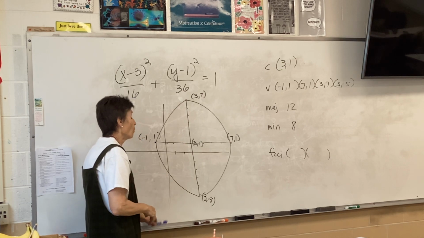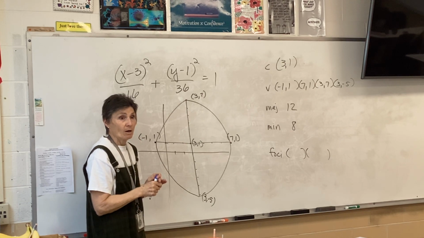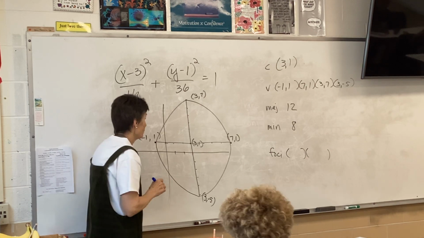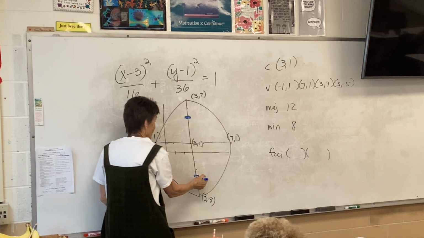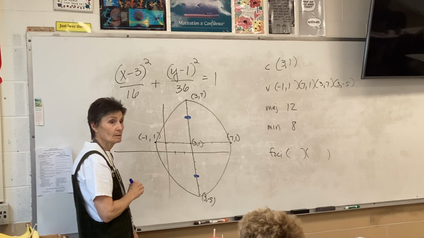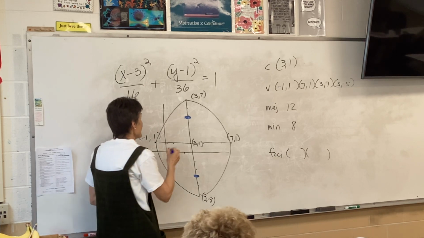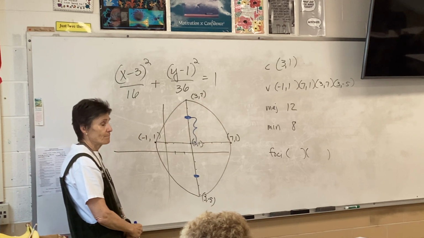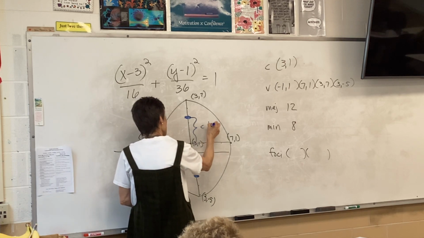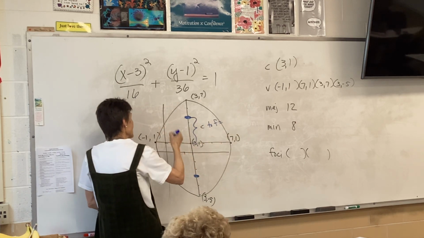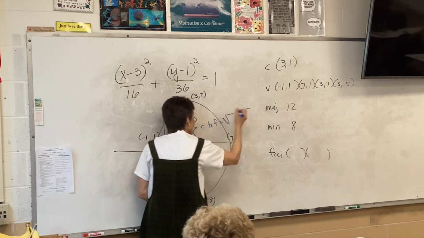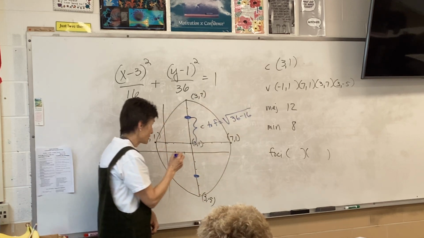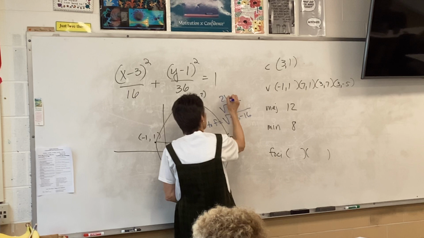Okay. Where are my foci going to be? Always on the major axis, which for us is this one, so they're up here somewhere. I know where they are if I can figure out that distance right there. The center to the focus in an ellipse is the square root of 36 minus 16, which is the square root of 20, which is 2 root 5.